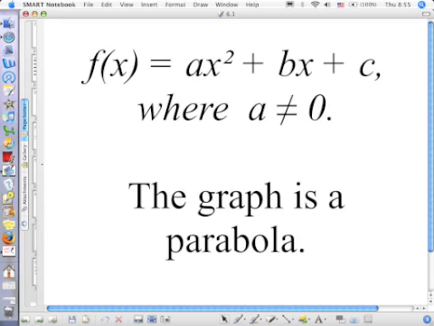And then we're going to get into how we can use parabolas in everyday life, and how business people use these types of things.